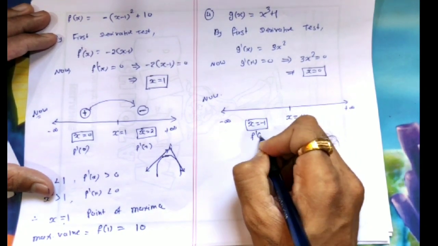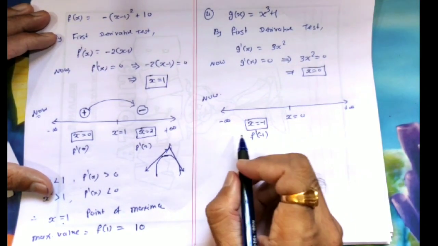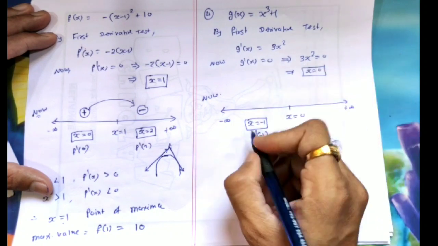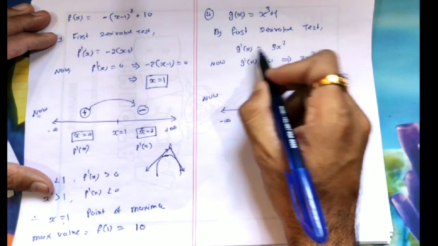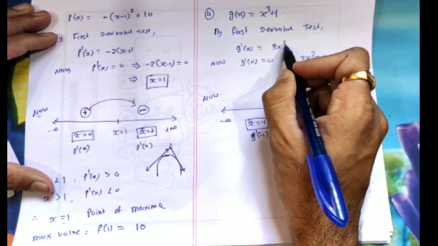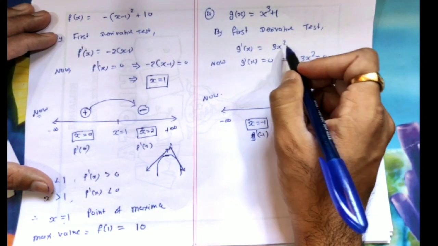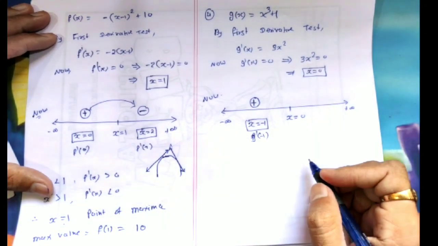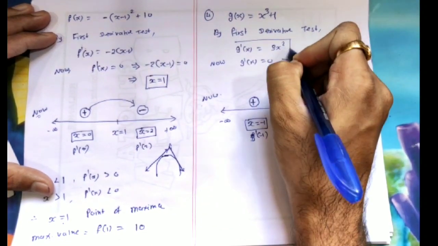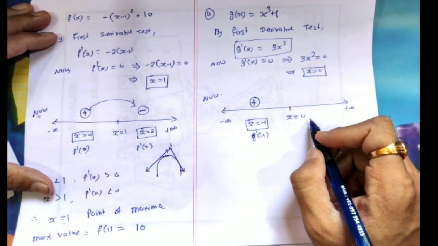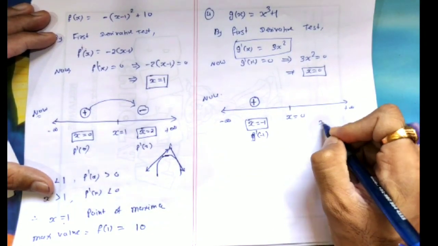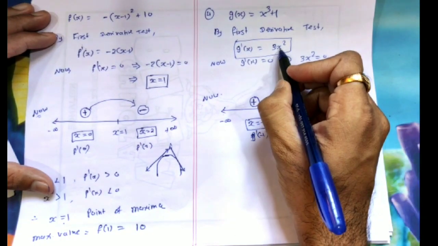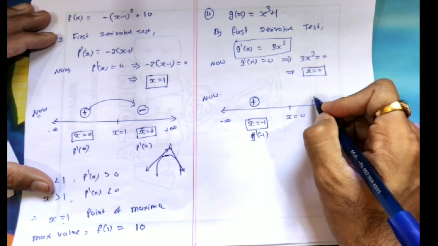So you have to find the sign of g dash on the left hand side of this x equal to 0. So x equal to -1, find g dash -1. So g dash -1 will be 3 into (-1) whole square. Minus 1 whole square is 1, into 3. Positive sign is there. So on the left hand side of this x equal to 0, our g dash x is positive. Consider one point on the right hand side. On the right hand side we are taking x equal to, suppose, 1. So to check the sign of g dash 1, put 1 here, 1 square is 1, and 3. Again it's positive.